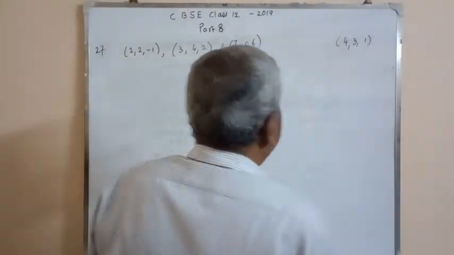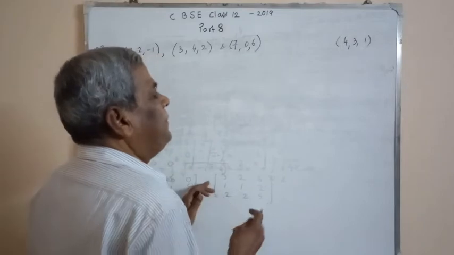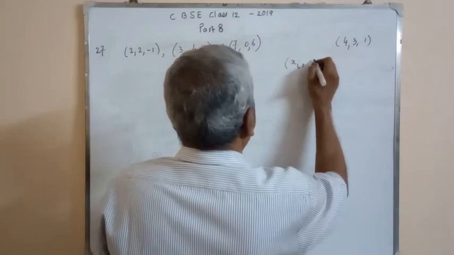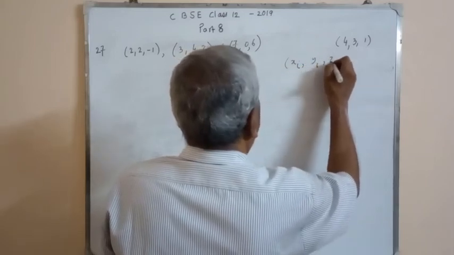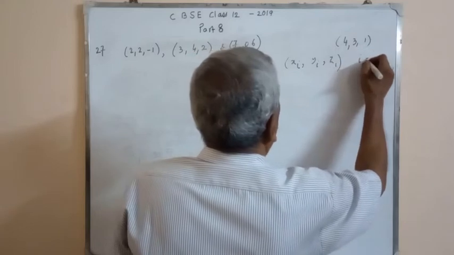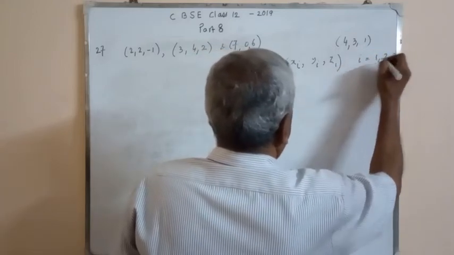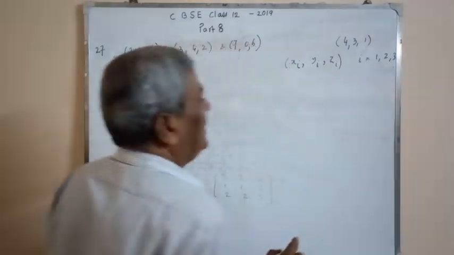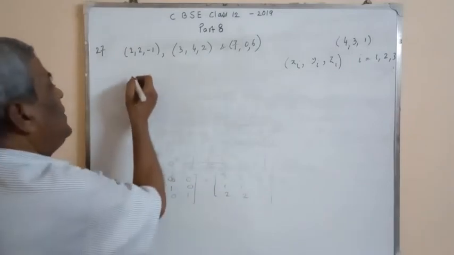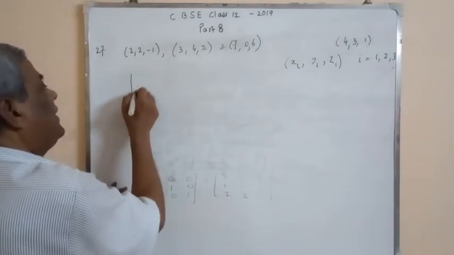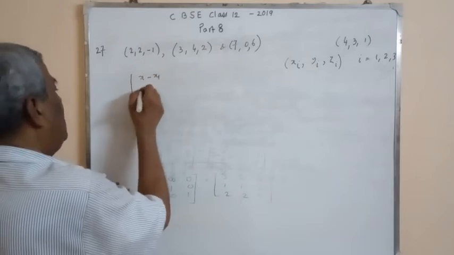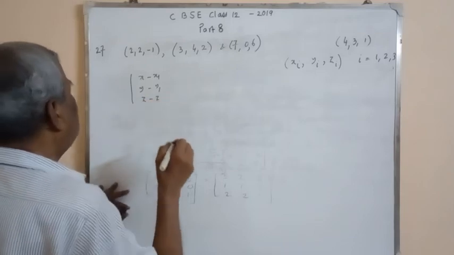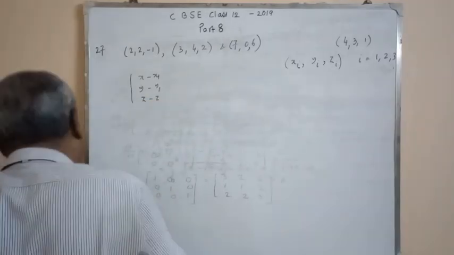Achha, we know that for the points (xi, yi, zi), where i is equal to 1, 2, 3, if a plane passes through these 3 points, its Cartesian equation in determinant form is x minus x1, y minus y1, z minus z1. Oh, sorry, not that.